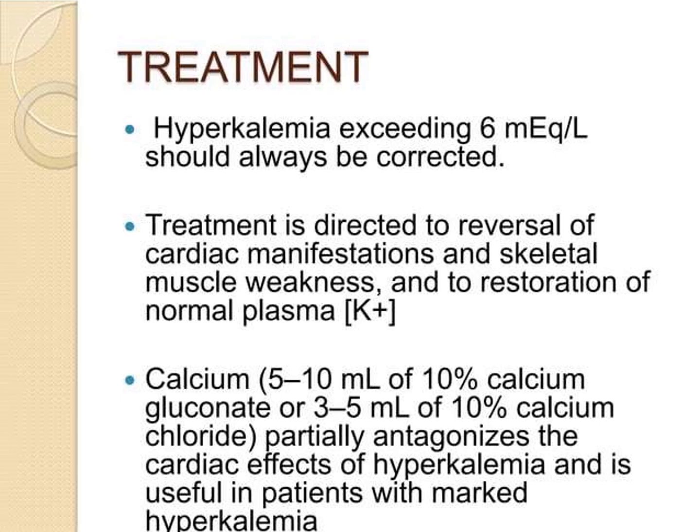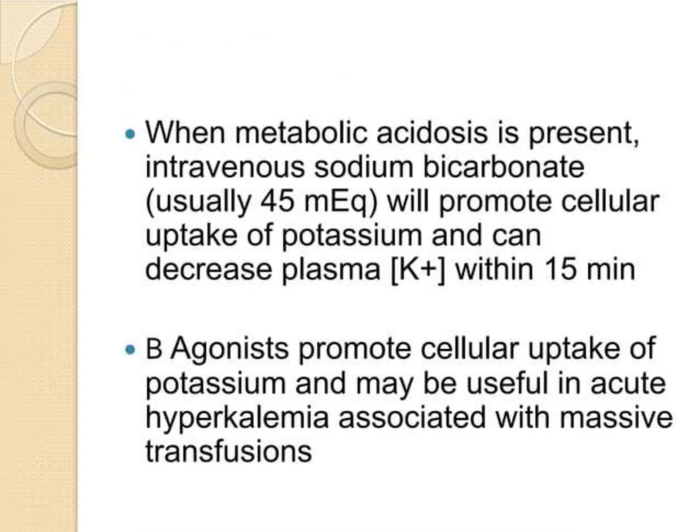Treatment of hyperkalemia: if it exceeds more than 6, it should always be corrected immediately. Treatment is directed at potassium correction. We give 12 units of insulin with D25, and mainly calcium gluconate, and with ethylene is given. For cardiac membrane stabilization, calcium, 5 to 10 ml of 10% calcium gluconate or 3 to 5 ml of 10% calcium chloride, partially antagonizes the cardiac effect of hyperkalemia and is useful in patients with marked hyperkalemia.